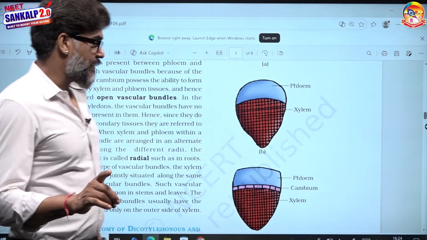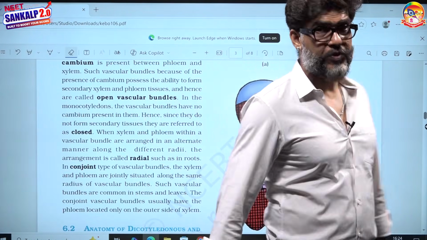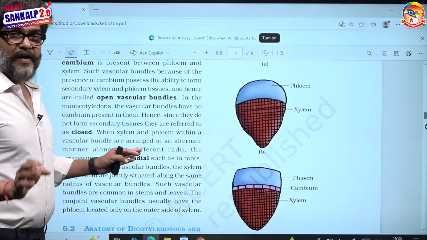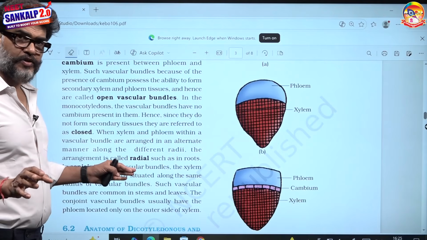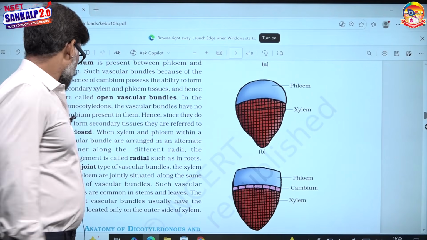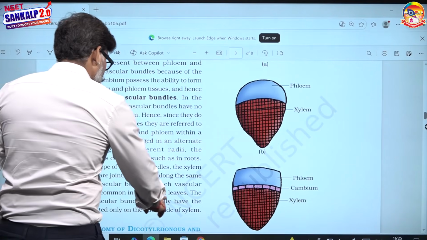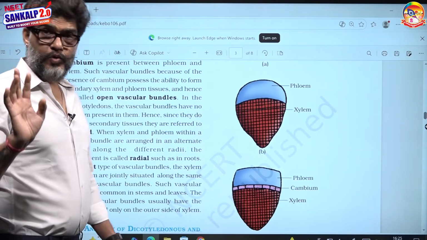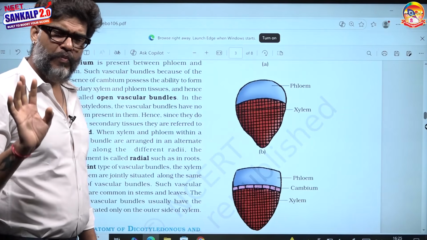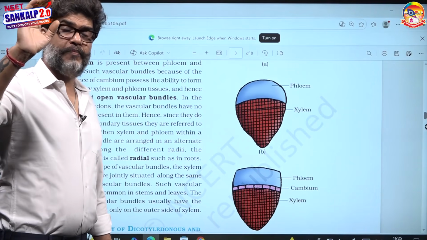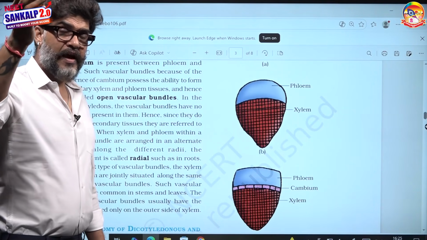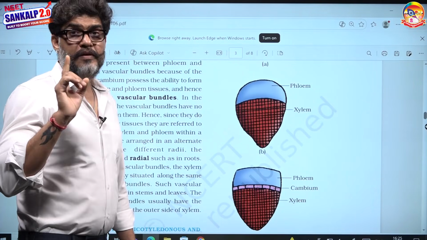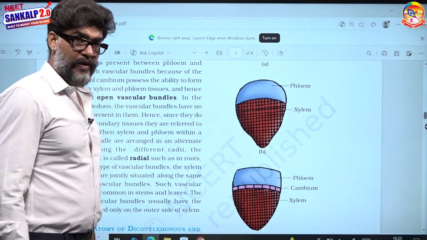So conjoint vascular bundle means xylem and phloem present on the same radius, characteristic of both stem and leaf, while radial vascular bundles are characteristic of the roots. The conjoint vascular bundle usually has phloem located on the outer side of the xylem. In the majority of cases, primary phloem would be present towards the outer side and primary xylem towards the inner side in conjoint type of vascular bundle.